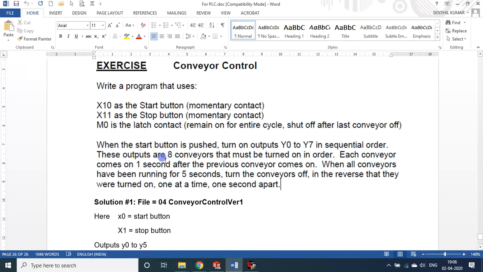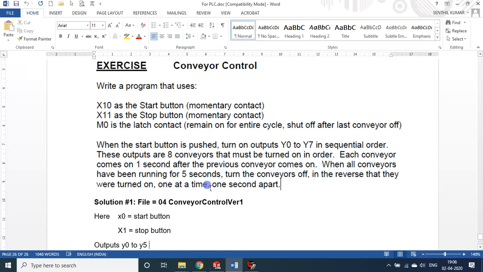So these outputs are 6 conveyors that must be turned on in order. Each conveyor comes on after 1 second, after the previous conveyor comes on. So that means the moment X0 is pressed on, initially conveyor 1, Y0 on. After 1 second, Y1 on. After 1 second, Y2 on. After 1 second, Y3. After 1 second, Y4. After 1 second, Y5. Okay. When all conveyors are on, so all Y0 to Y5 are on now.